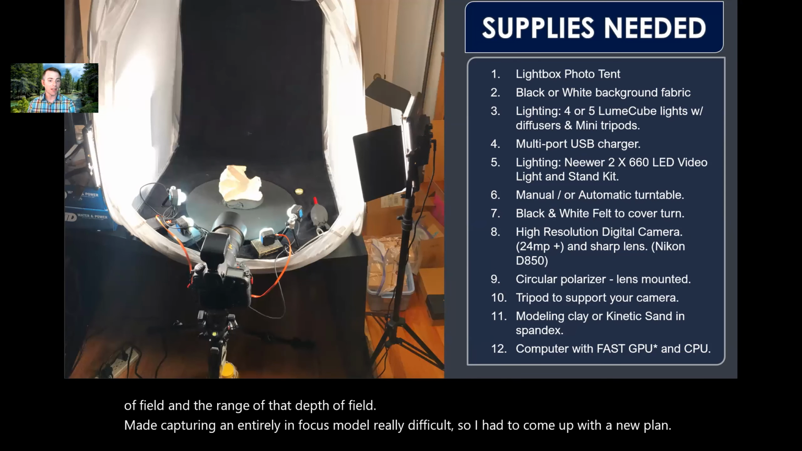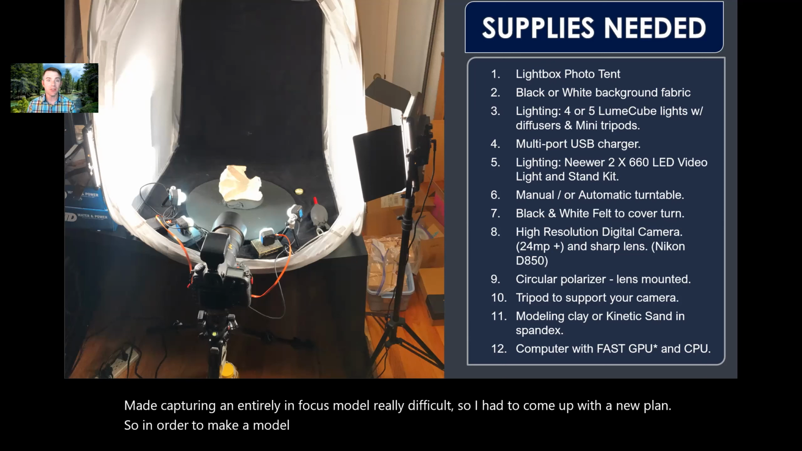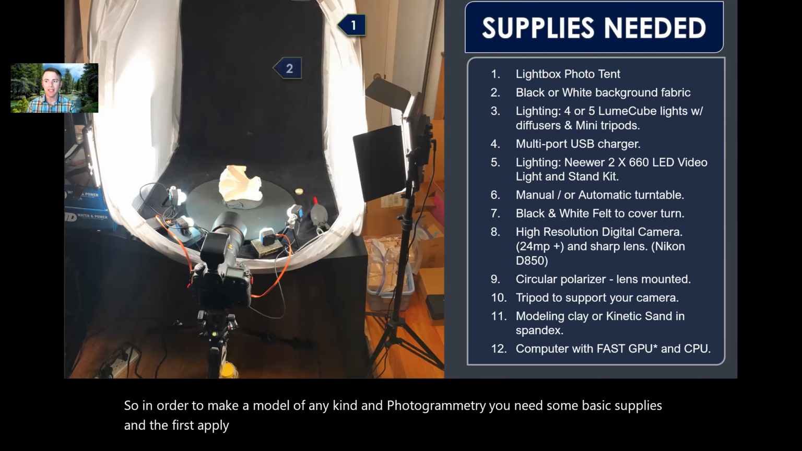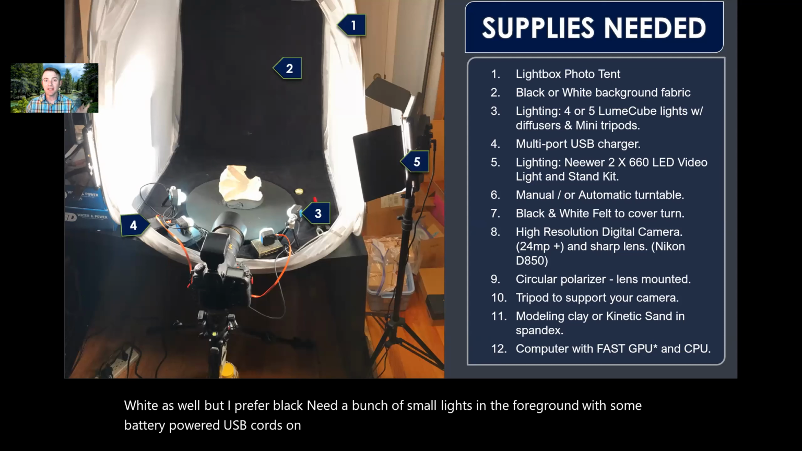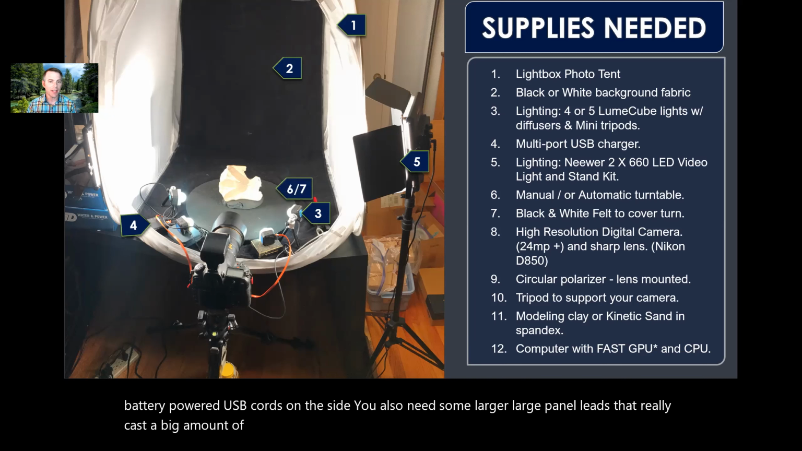So in order to make a model of any kind in photogrammetry, you need some basic supplies. The first supply is a light box or a photo tent. You need a black background, or you can use white as well, but I prefer black. You need a bunch of small lights in the foreground with some battery-powered USB cords on the side. You also need some large panel LEDs that really cast a big amount of light. You need a turntable that has a felt covering on top of it, and it can be an automatic turntable or a manual. Mine is manual.